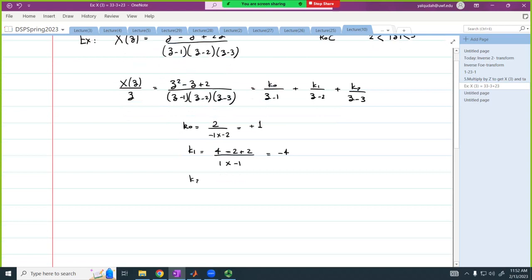And then we're going to have k2, which is going to equal 9 minus 3 plus 2 divided by 3 minus 1, which is a 2, times 3 minus 2, which is a 1. And this is going to equal a 4.